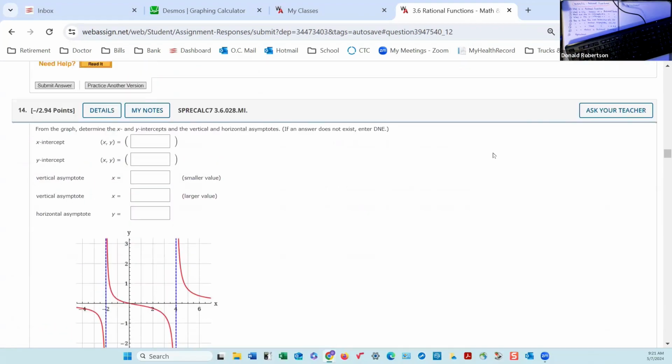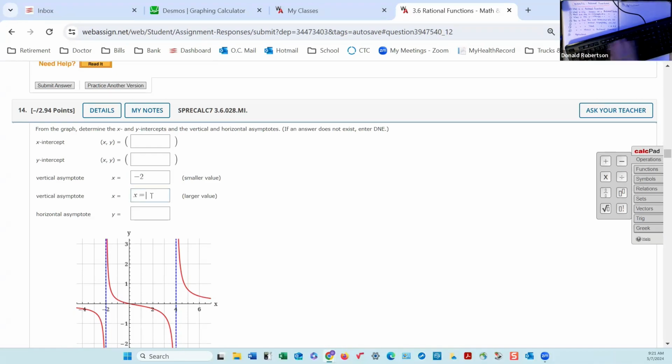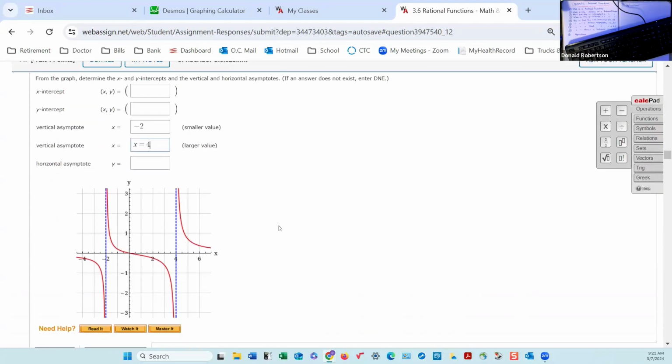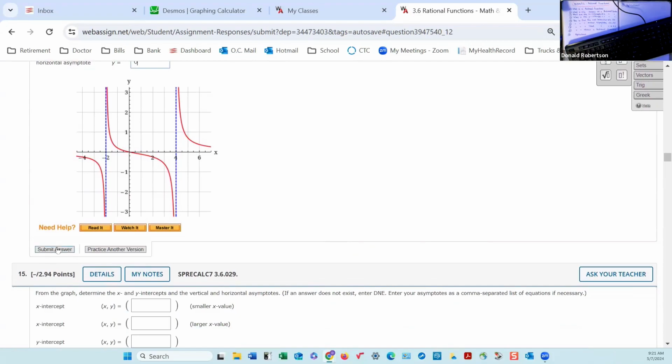Now you can see in this question here, what are the x-intercepts, what are the y-intercepts? Vertical asymptotes, smaller value, which would be x equals -2. Do you see they've already put in the x equals for you? But if that was missing, you would have to type in x equals -2. The other vertical asymptote is x equals 4. Now, it does have a horizontal asymptote, and I'm making my best judgment call because it's not that clear, but I think it's going to level off on the x-axis, which is y equals 0. And I'm going to hit submit to see if I was right.